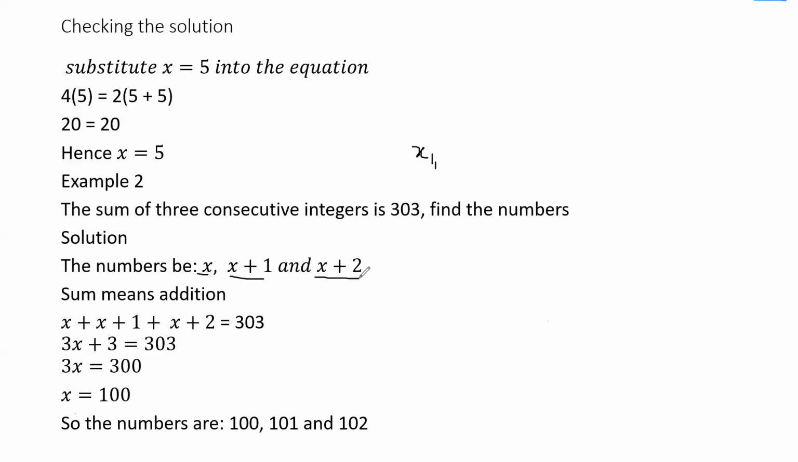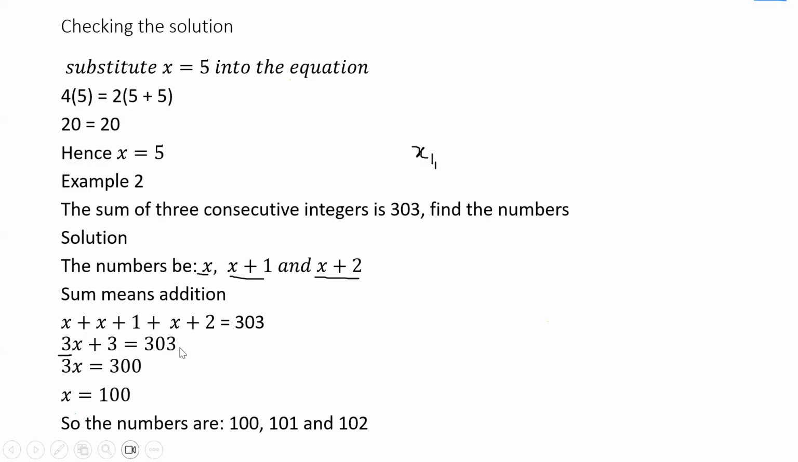Are you okay with that? Good. Now the question is the sum. The sum is we add all of them, and when we do so, we are going to get 303. So let's add all of them and equal 303. So we have x, the first one, plus x plus 1, plus x plus 2. So x plus x plus x becomes 3x. Now 1 plus 2 becomes 3. Therefore, we have 3x plus 3 equals 303, which is a linear equation. Therefore, you can solve for x.